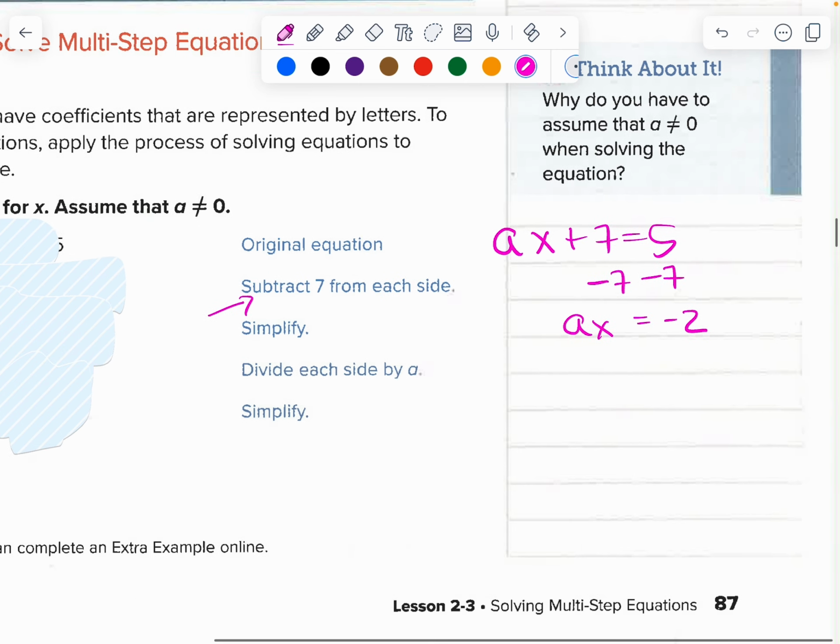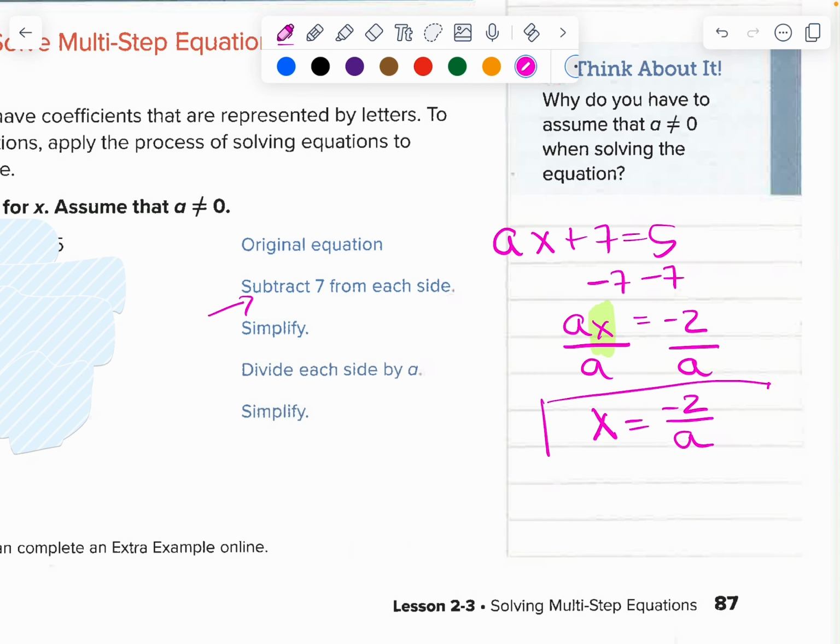Some of you are freaked out right now, but it's wanting us to solve for x. So we're just going to get rid of what's in front of the x. Right now we have multiplication of a times x. So I'm going to divide by a, and I'm going to get x equals negative 2 over a. And that's your answer. That's it.